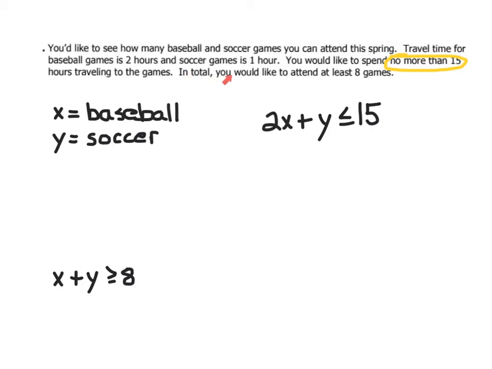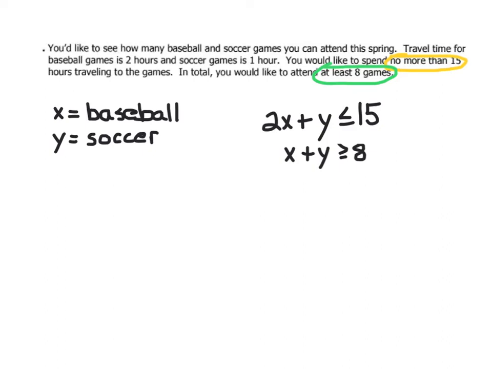Now, it also says that in total, you would like to attend at least 8 games. So when we add up just the baseball games and the soccer games, we want it to be at least 8 games. Let me go ahead and highlight that, at least 8 games. That's what makes this an inequality. So that inequality looks like this: x plus y greater than or equal to 8.